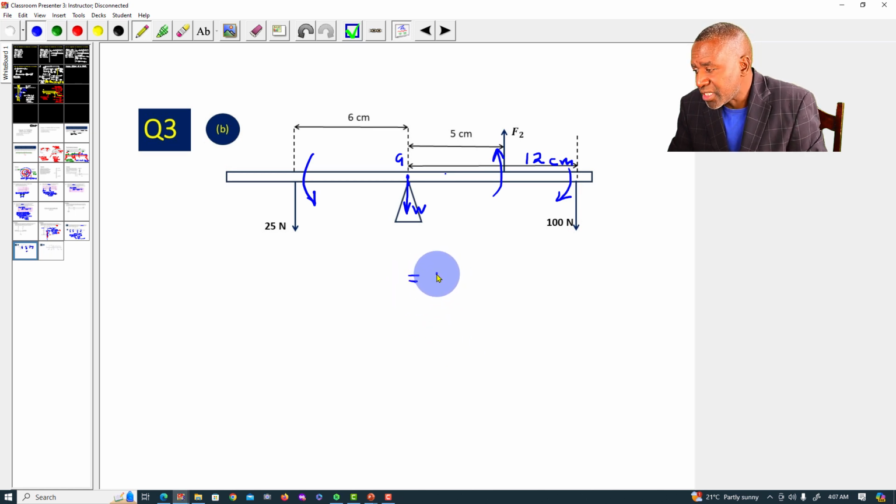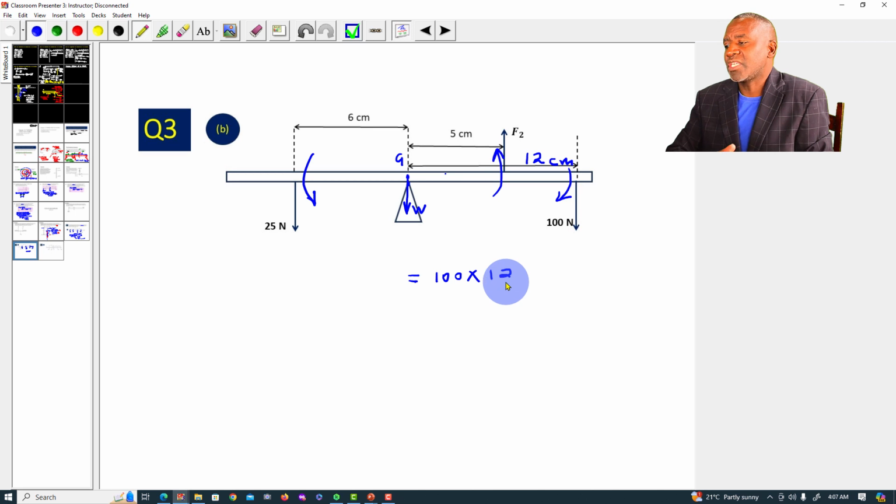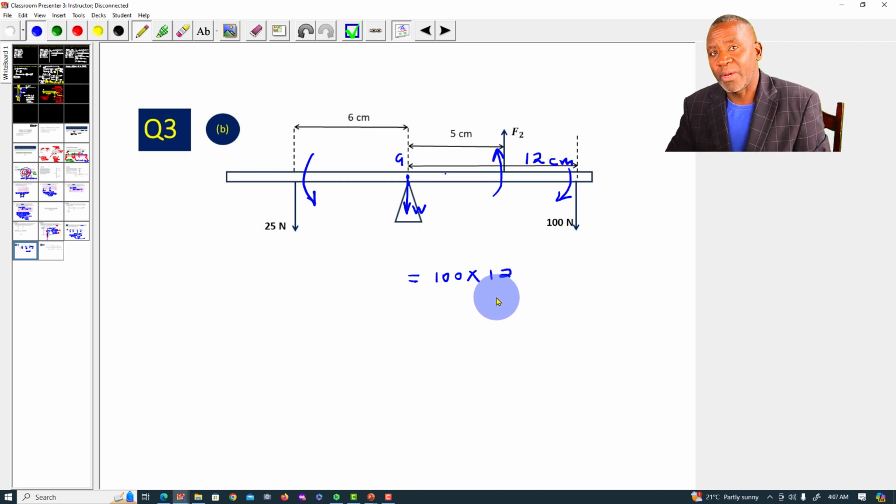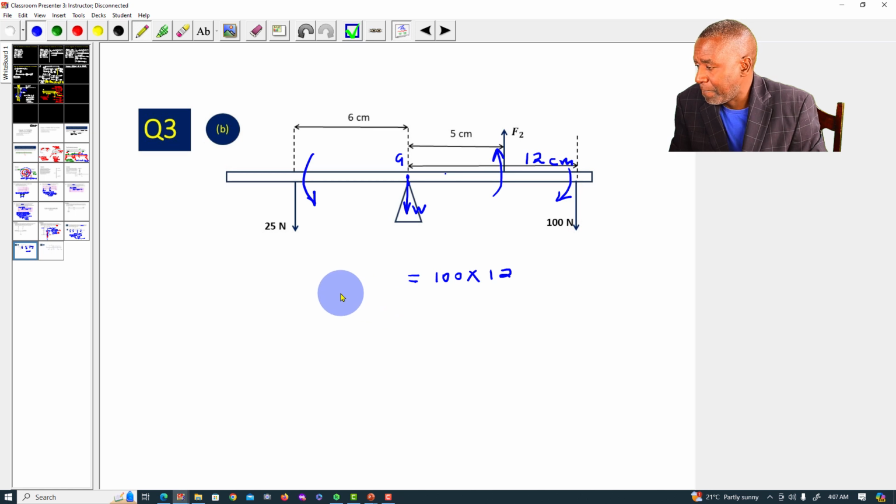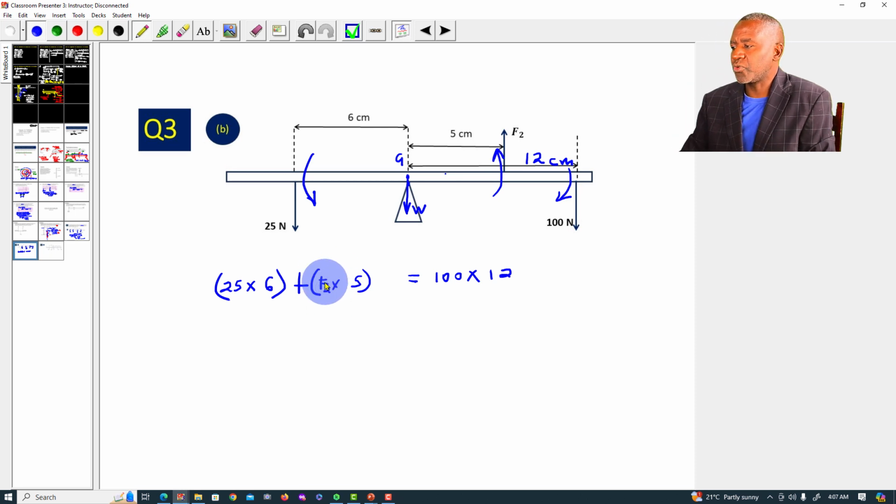So the clockwise moment again is due to 100 times 120 centimeters. This time I'll avoid dividing by 100 because we have seen what happens. The sum of the anti-clockwise moments will be 25 times how far it is from the pivot, and that is 6, plus F2 times 5.